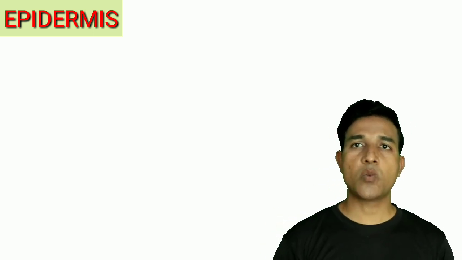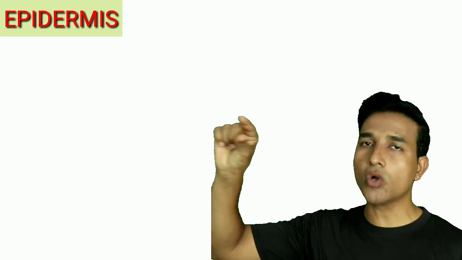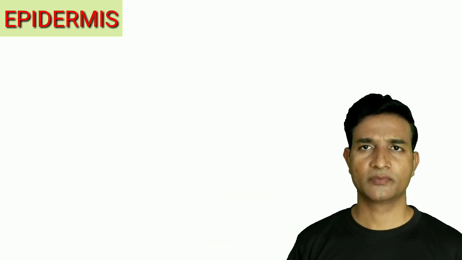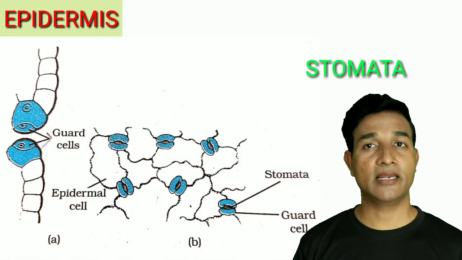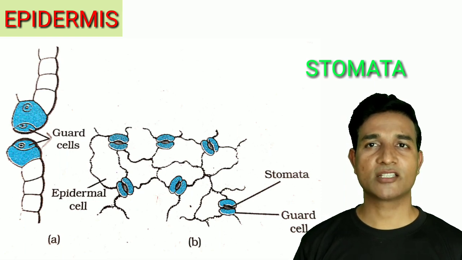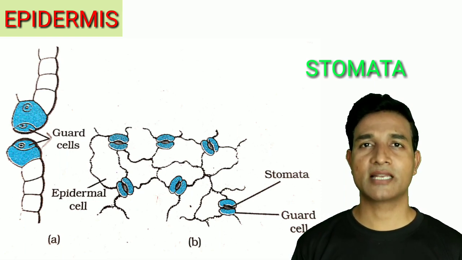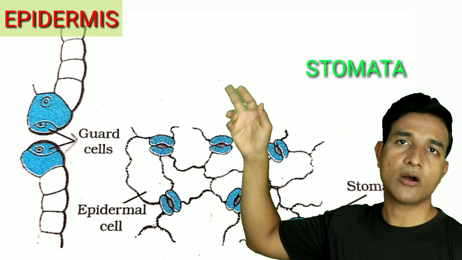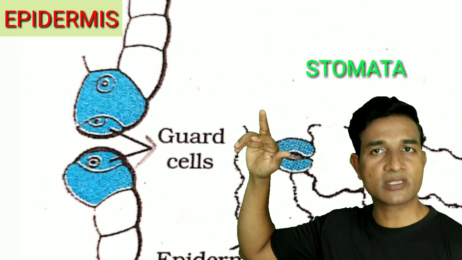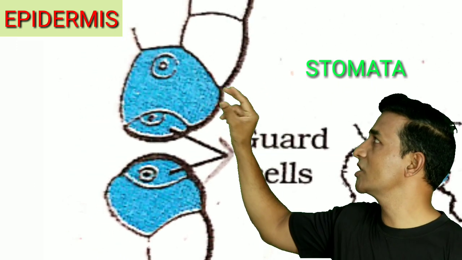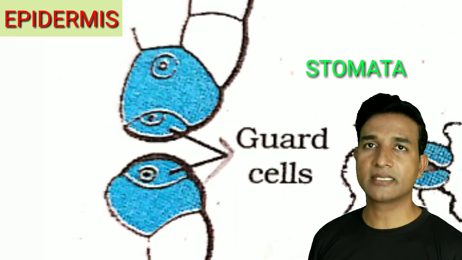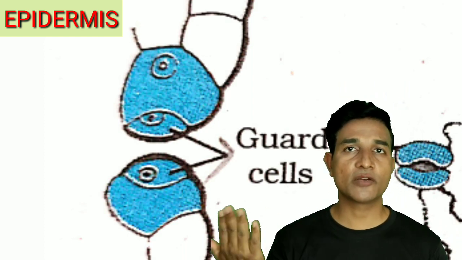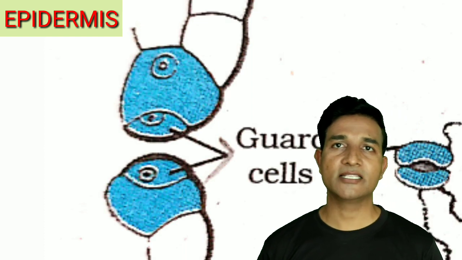Coming to the next one, the epidermal cells also contain small pores here and there, which you can find in the leaf. We call them stomata, as you already studied in your lower classes. Stomata is made up of two types of cells. The outer surrounding cells are called epidermal cells, and the two bean-shaped cells are called guard cells. They open and close, and they help in exchange of gases as well as transpiration.